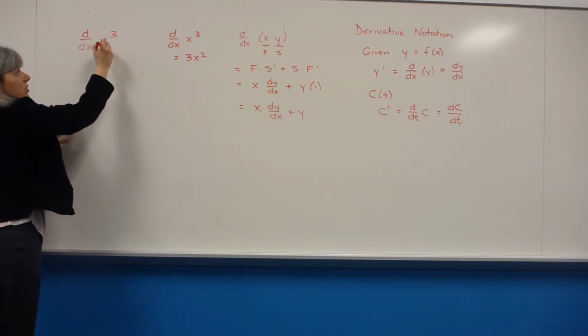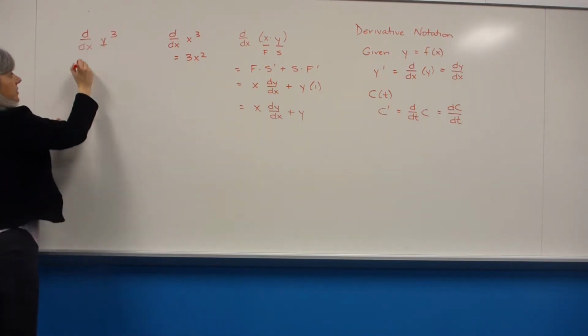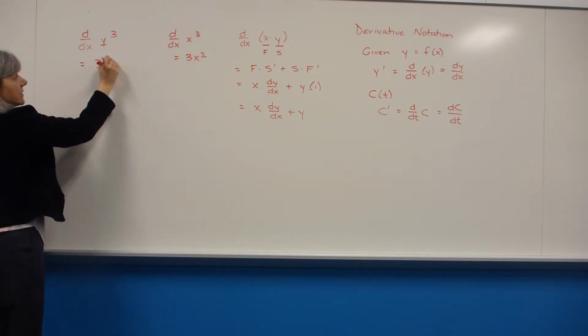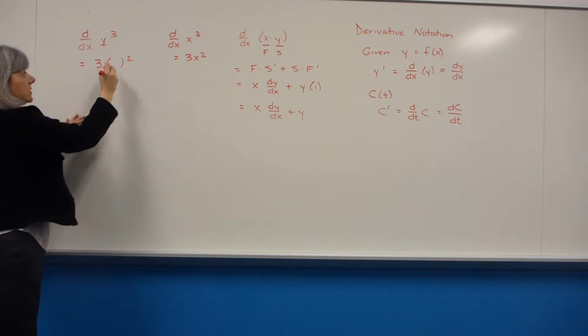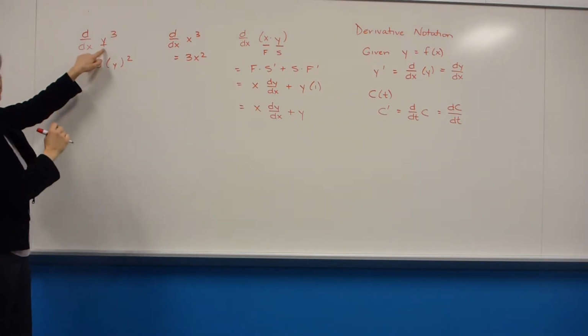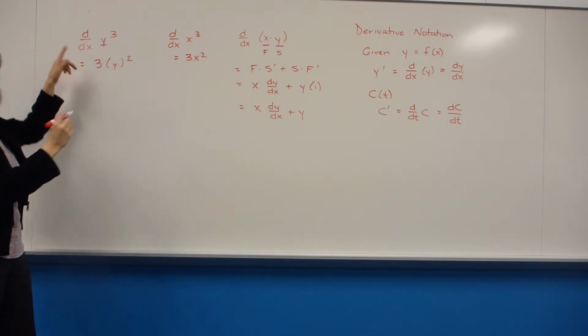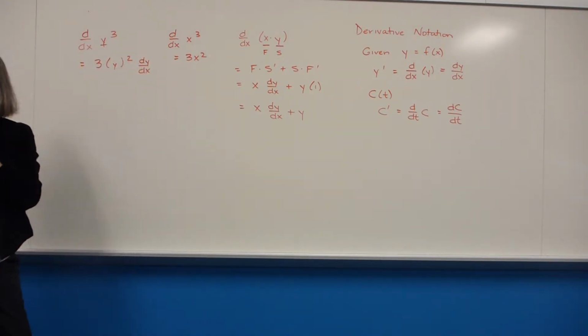So it's something cubed. There's my something, plain old chain rule. So something cubed says take care of the outside function first. What goes in? And then the derivative of the inside. What's the derivative of y with respect to x? dy dx. Yes.